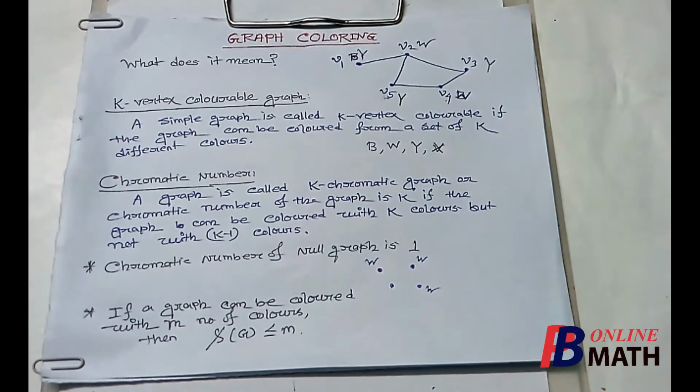We consider one more point. If a graph G can be colored with m number of colors, then the chromatic number of this graph G is less than or equal to m. We have already discussed this point. The chromatic number of a graph G is denoted by the symbol chi of G. Chi means the chromatic number of the graph G. If we consider another graph G1, then we shall write chi of G1, that means the chromatic number of the graph G1.